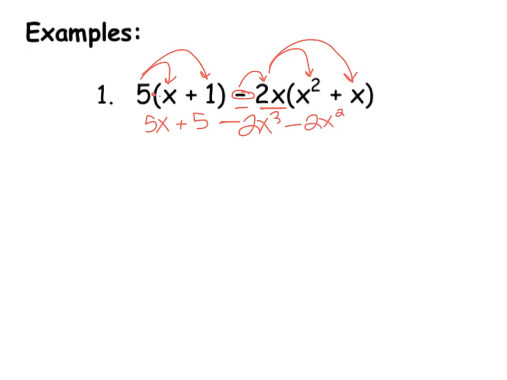Now I'm looking for my like terms. I don't see any. I see a cubic term here, or a third degree term. I see a second degree, or quadratic, term here, a linear, or first degree, term, and a constant of 5. So I'm going to write those in order. Negative 2x cubed minus 2x squared.